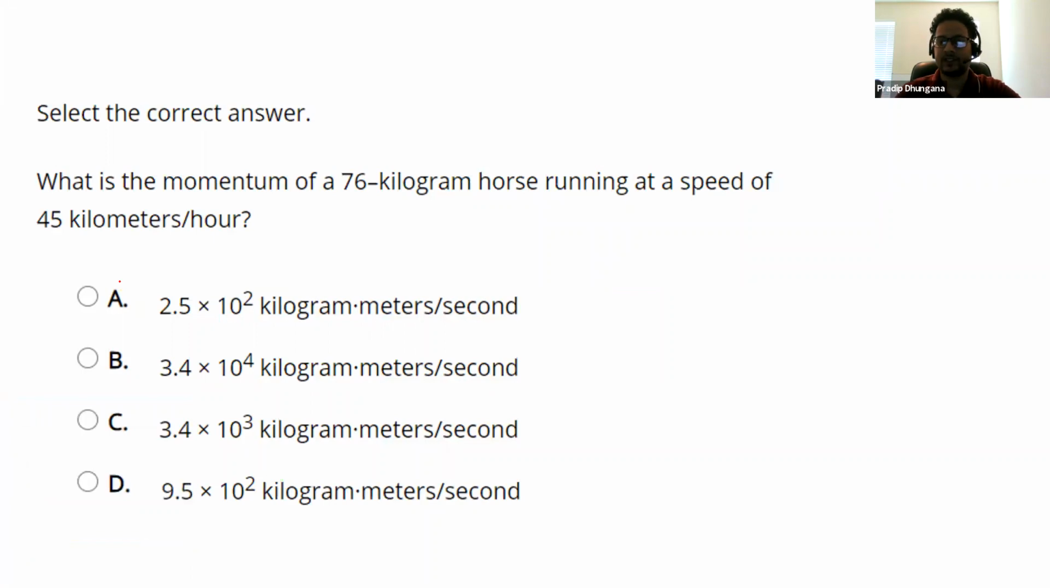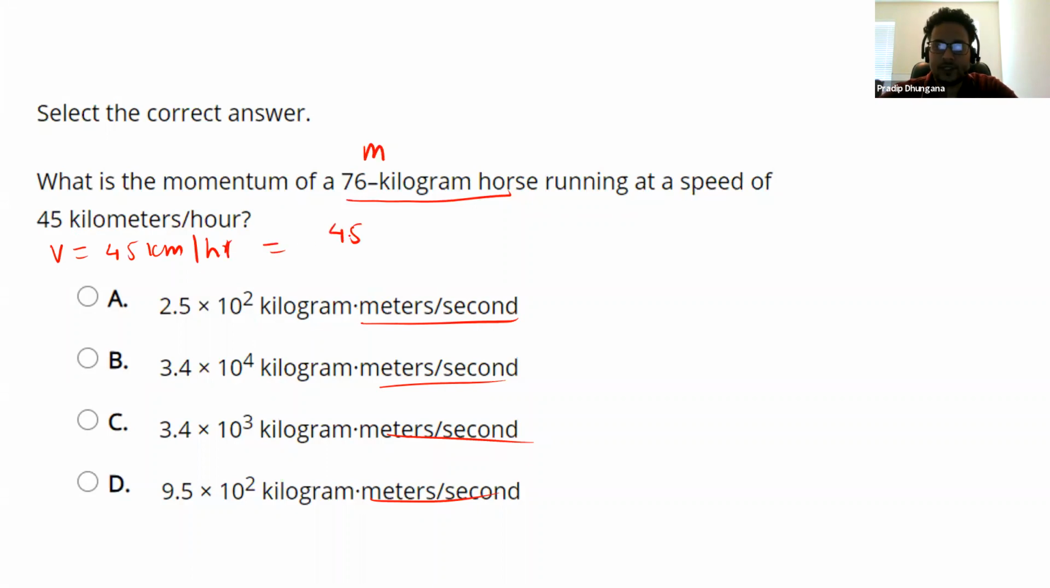Now this problem is exactly similar to the previous problem, but the only difference is the unit, okay? So here, let me read this problem. What is the momentum of a 76 kilogram mass running at a speed of 45 kilometers per hour? Velocity is 45 kilometers per hour. But if you check all the answer choices, you can see meters per second. So that means we have to convert kilometers per hour to meters per second. Think about it. How can we convert?